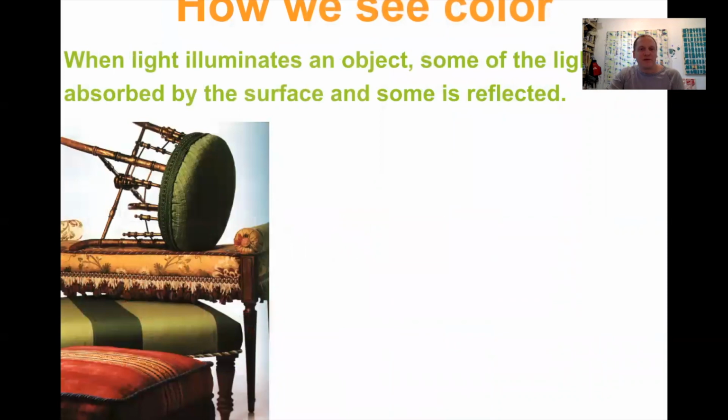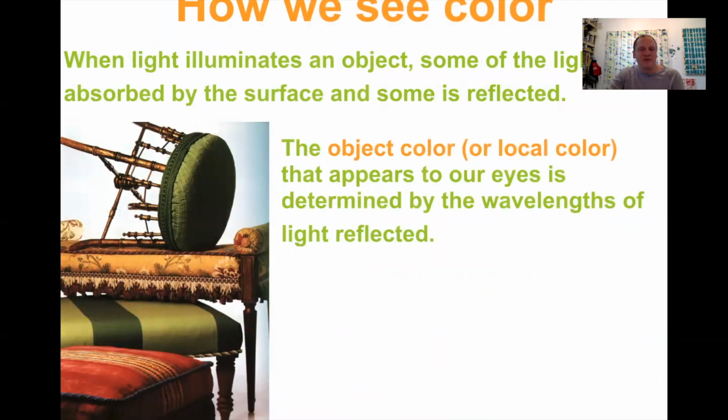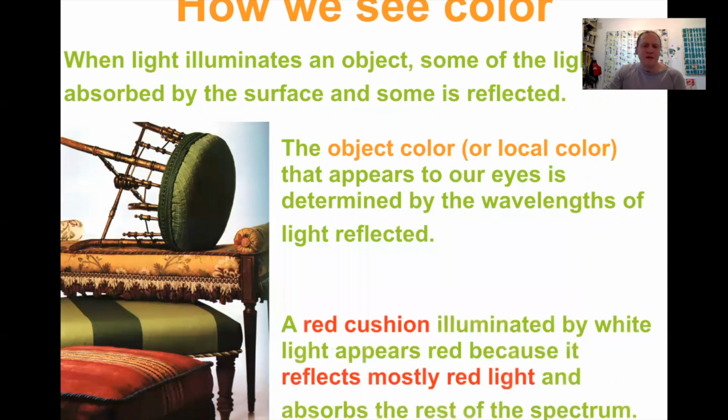And you guys might know this. Object or local color is what appears to our eyes and is determined by what wavelengths of light are being reflected. So a red cushion appears red because all the white light is hitting it, and everything except for red is being sucked out or absorbed. And so our eyes see the red that's been reflected back to our eyes.